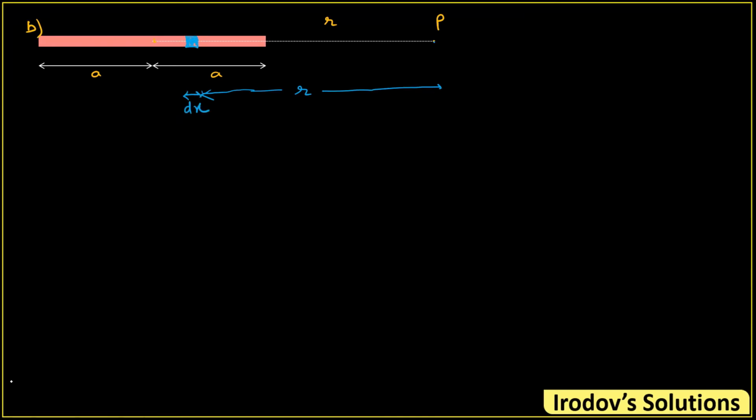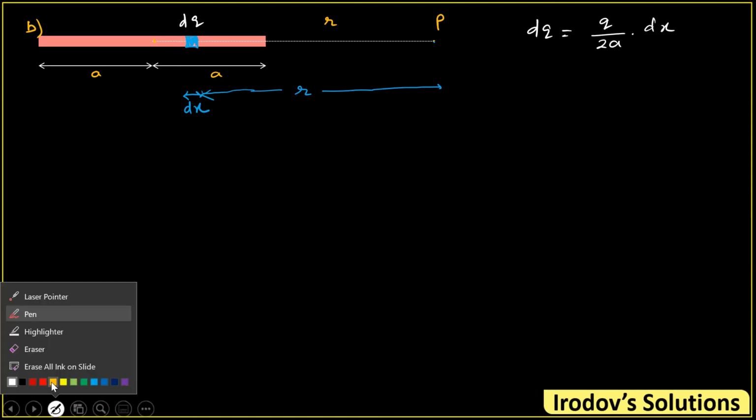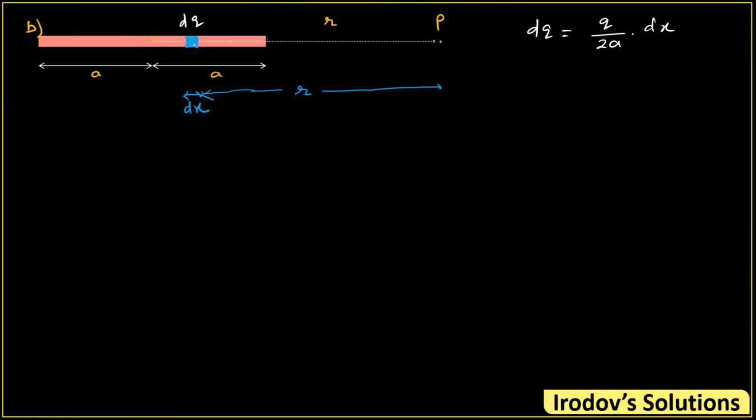So again, the charge on this element is dq. This dq is again q by the total length, q by 2a, which is the charge per unit length, into the length of the element dx. Because of this little charge dq, there will be an electric field at P along this direction. And now all the elements will have the electric field in the same direction. Simply, the net electric field will be the algebraic sum of all these dE's. So E net is simply the integration of dE.